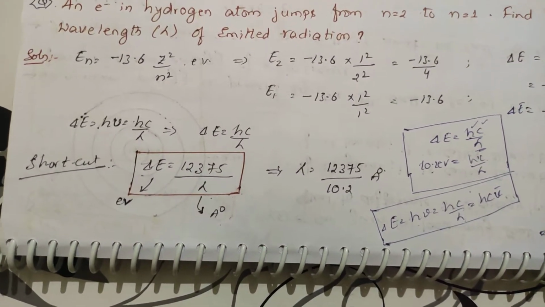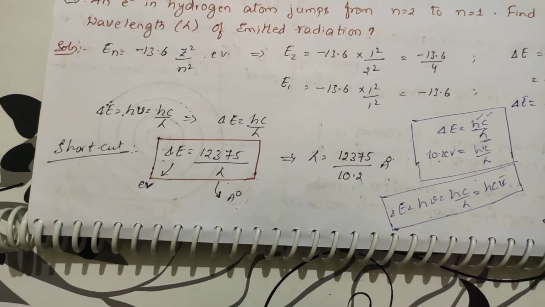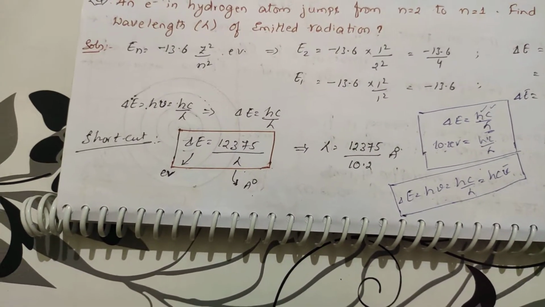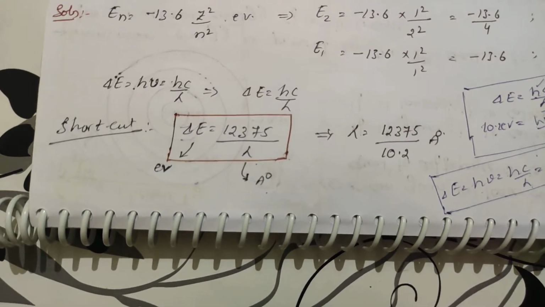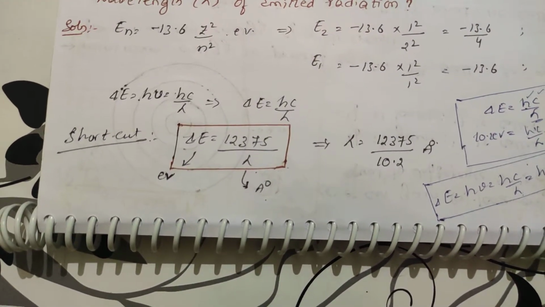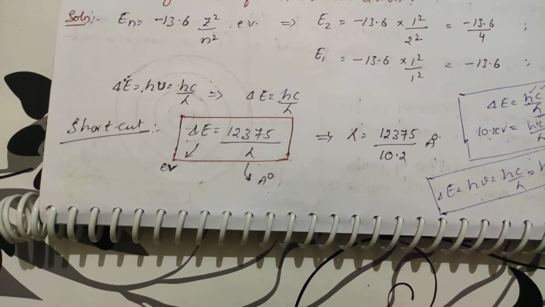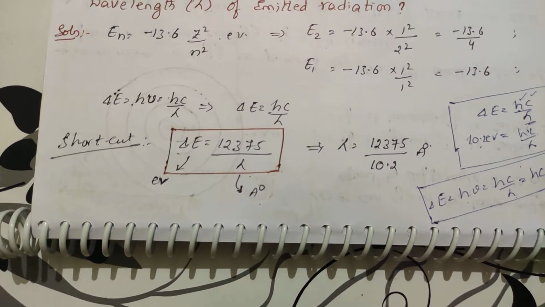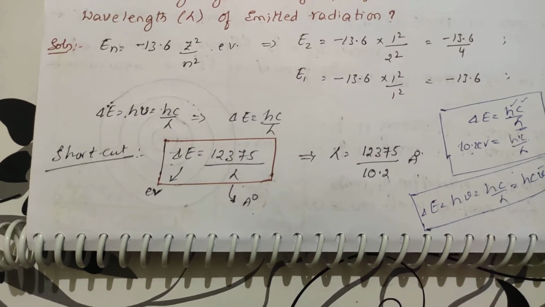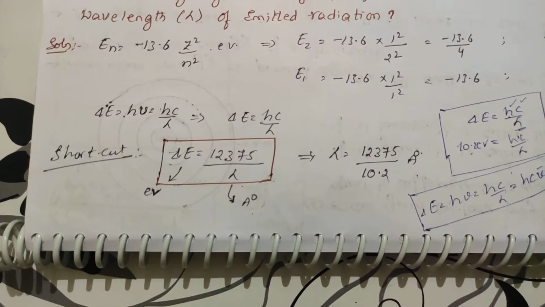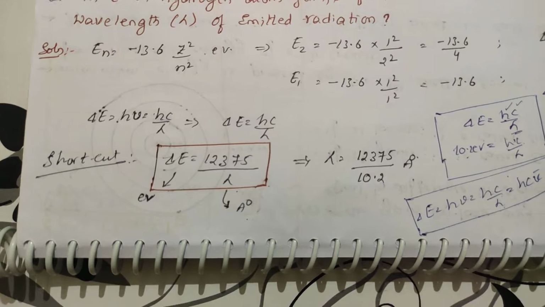You know that delta E is equal to hc by lambda. It is also equal to h nu. You know that h is Planck's constant, which is 6.625 into 10 power minus 34 joules, or minus 27 ergs. And c is the velocity of light, which is 3 into 10 power 8 meters per second. Those two are constant values, right?